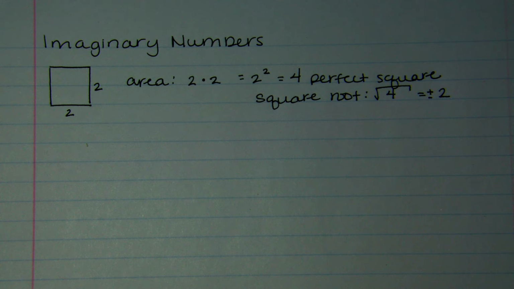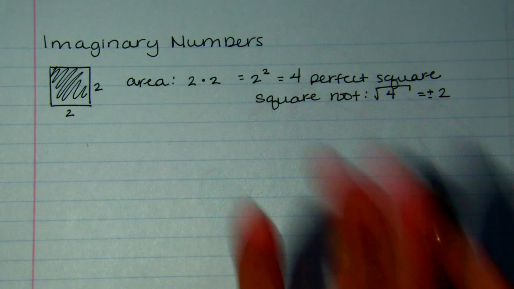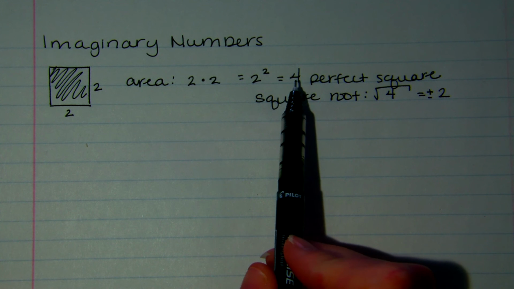But since squaring something is an area measurement, it needs to be positive because you could never have negative area. Try to imagine a square that had negative area, and that doesn't even work because the area of the square is this space right here, and how could that be negative? So when we're talking about taking square roots with real world problems, we're talking about always having positive perfect squares.